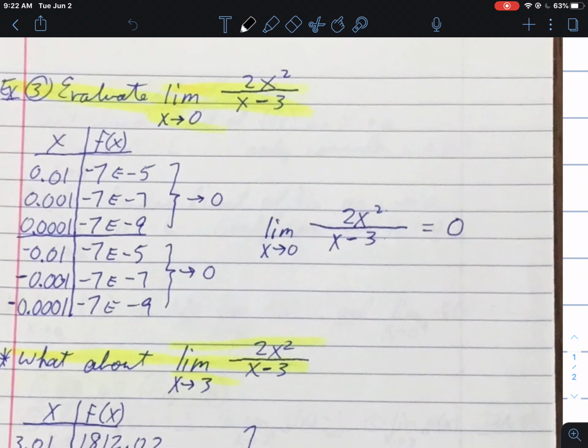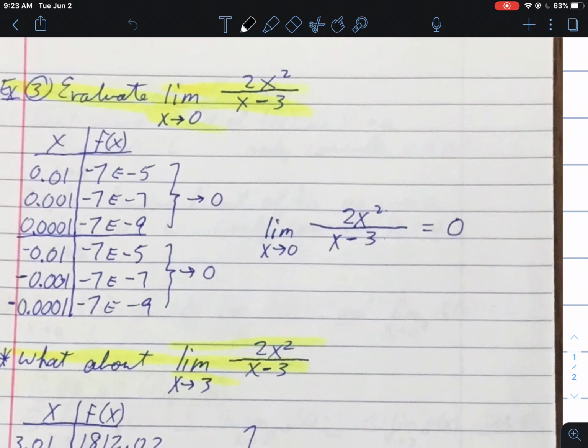Number 3, let's evaluate the limit as x approaches 0 of 2x squared over x minus 3. Now notice in this case, this function is defined for x equals 0. I can plug 0 into that function and I get a value. It's not undefined where x equals 0. But again, in evaluation of the limit, I don't care whether it's undefined or not. It's all about what happens as x approaches 0. What are the function values doing?